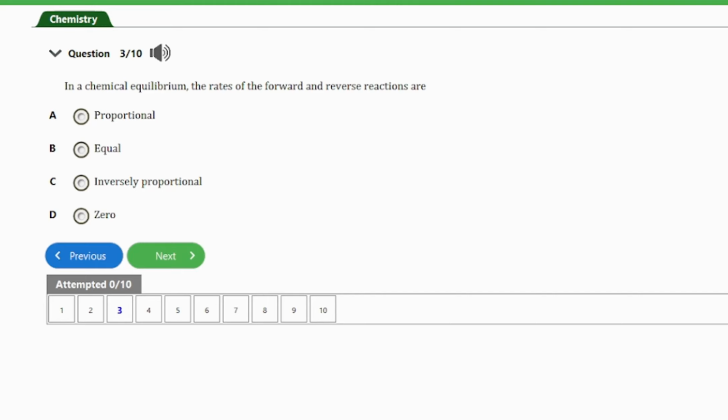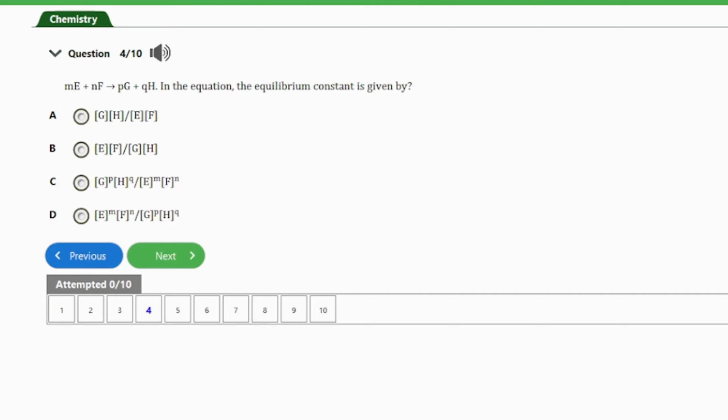Question number 3. It says in a chemical equilibrium, the rates of the forward and reverse reaction are A proportional, B equal, C inversely proportional, D 0. So guys, the answer to this question is option B here, and that's equal. The rates of the forward and reverse reactions are equal in a chemical equilibrium. So let's consider the next question, guys.